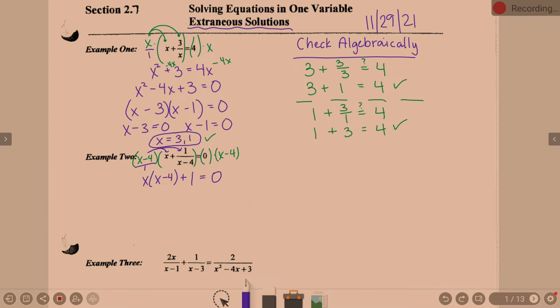Okay, so we've gotten rid of the fractions. That's going to be your first main goal here. If you didn't already, what is x times x minus 4? Should be getting x squared minus 4x, and then plus 1 equals 0. How do we solve? We have a quadratic equal to 0 again, just like last time.